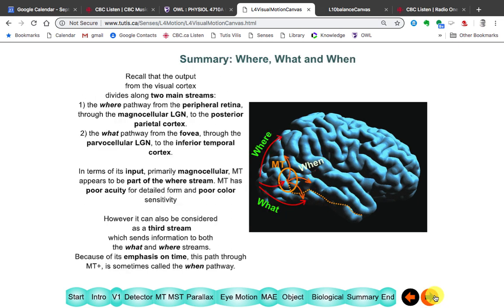So in summary then, we saw early on that we had two main streams, a where stream and a what stream. And some people are suggesting that this thing that we talked about here is a when stream. They've given it another name. But from its characteristics, it's more like a where stream in the sense that it's receiving information mostly from your peripheral retina. And your peripheral retina doesn't deal too much in color, and it uses these magnocellular cells that we talked about before. And that's it.